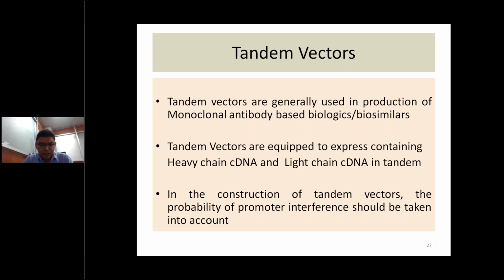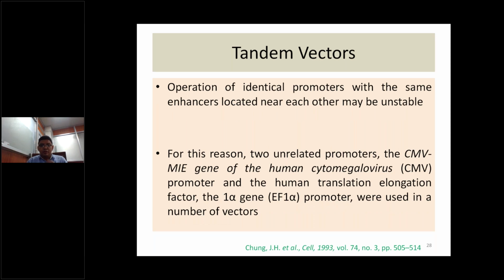And in the construction of these tandem vectors, the probability of promoter interference should be taken into account, because this leads to an unstable RNA product. So for this reason, two unrelated promoters, CMV-MIE of human cytomegalovirus and the human translation elongation factor 1-alpha gene promoter, are utilized to avoid this problem.